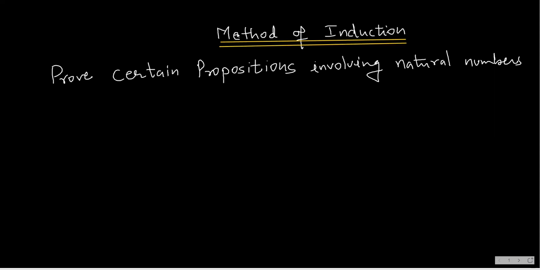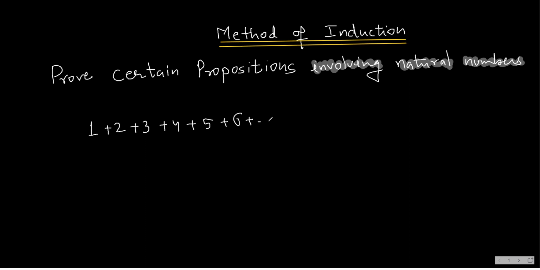When I say propositions involving natural numbers, what does that actually mean? I give you an example for this. Now, as you all know, if I have 1 plus 2 plus 3 plus 4 plus 5 plus 6 and so on up to n, this is equal to n into n plus 1 upon 2. So by proposition, we mean such a thing.